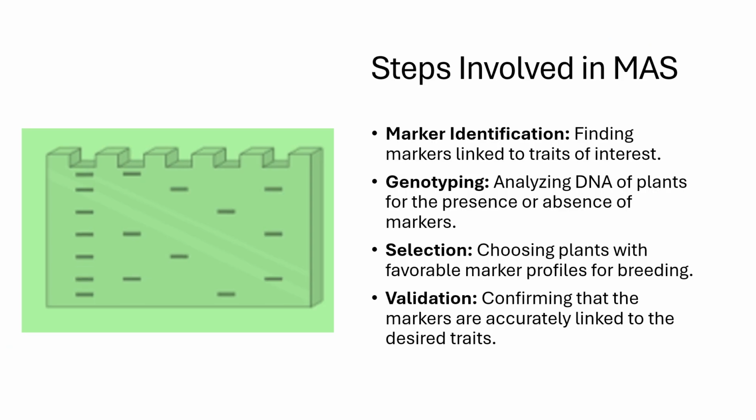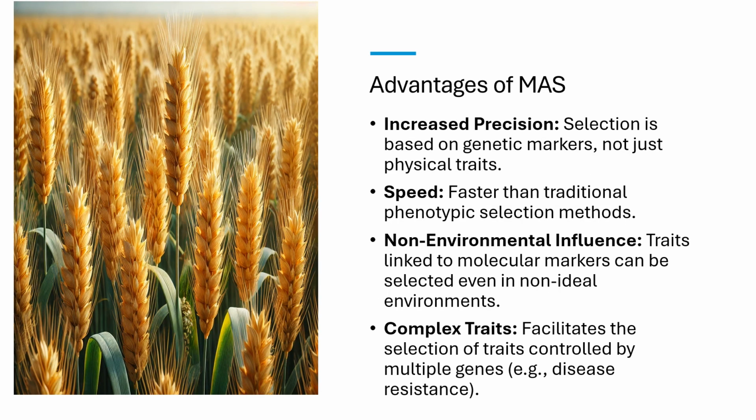Finally, validation is essential to confirm that the identified markers are reliably associated with the target traits, ensuring the effectiveness of the selection process. This validation step often involves additional experiments and trials to verify the accuracy and stability of the marker-trait relationships. Together, these steps enable breeders to make informed decisions, accelerating the development of improved crop varieties with enhanced performance and resilience. Advantages of MAS.